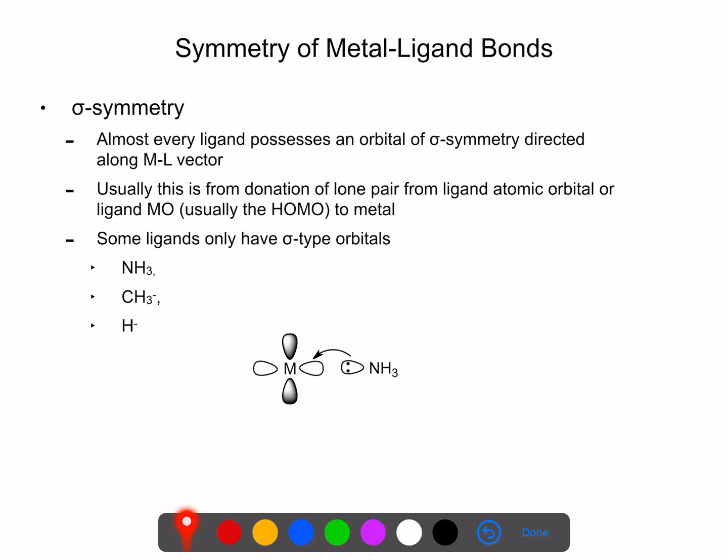And so typically we think about this as the HOMO of our ligand going into one of the lower energy unoccupied molecular orbitals of our metal complex. Some examples of ligands with sigma type symmetry include ammonia, the CH3 minus anion, or a hydride.